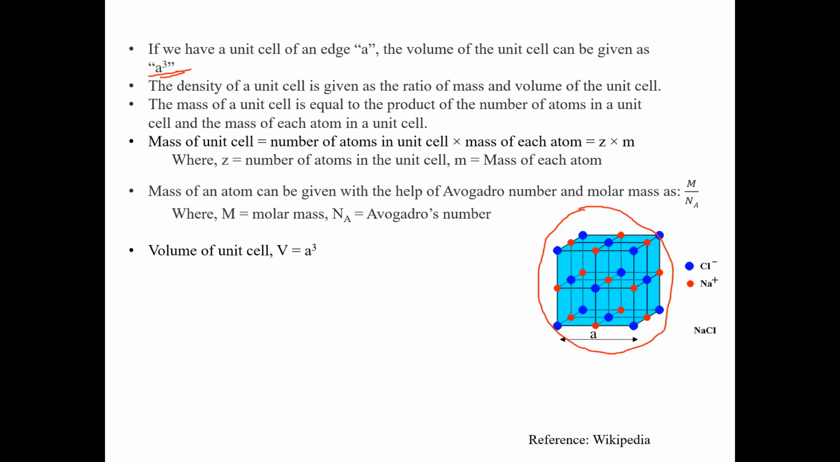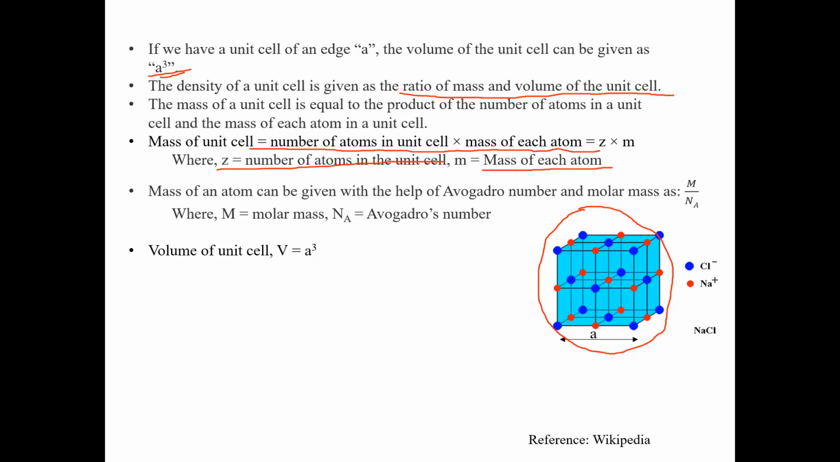We know density of a unit cell is nothing other than the ratio of mass and volume of a unit cell. The mass of the unit cell is equal to the product of the number of atoms in a unit cell and the mass of each atom in a unit cell. So it can be represented using an equation: number of atoms in unit cell into mass of each atom, where Z is the number of atoms in the unit cell and m is the mass of each atom.